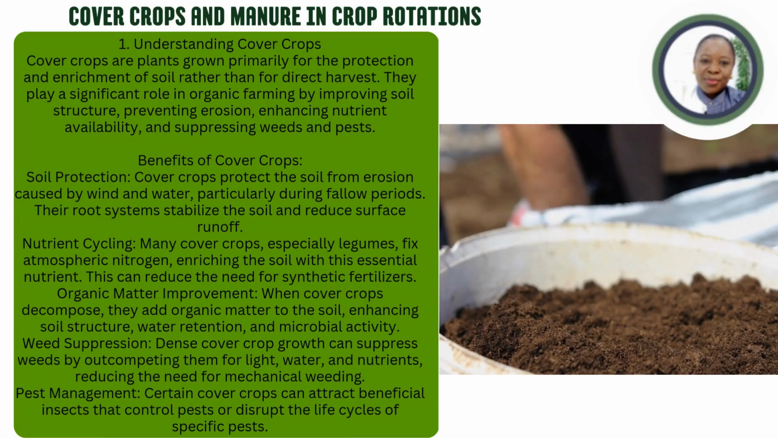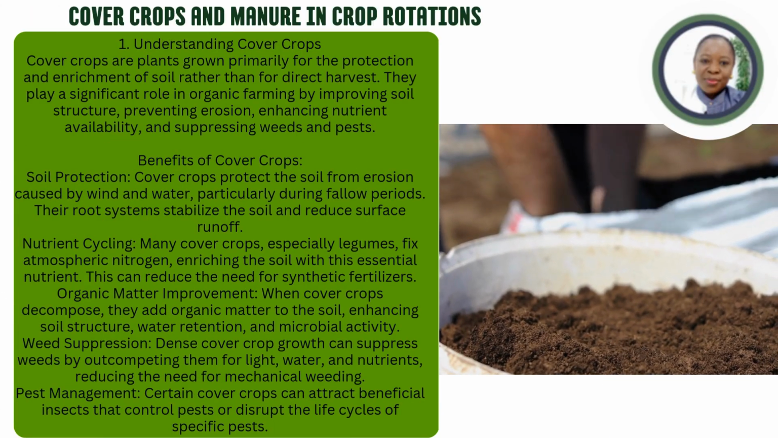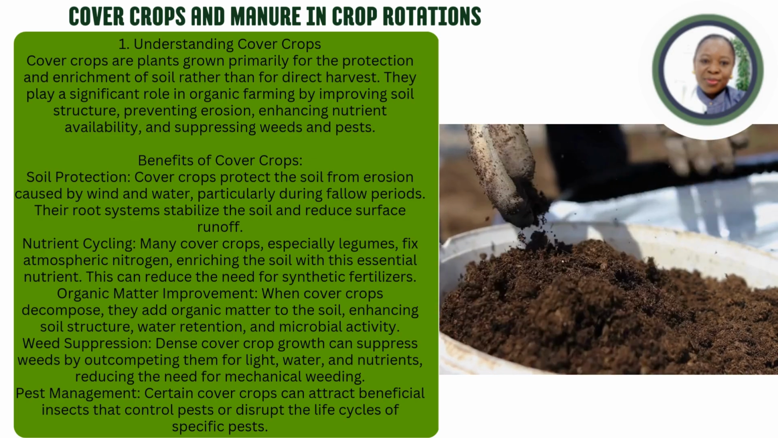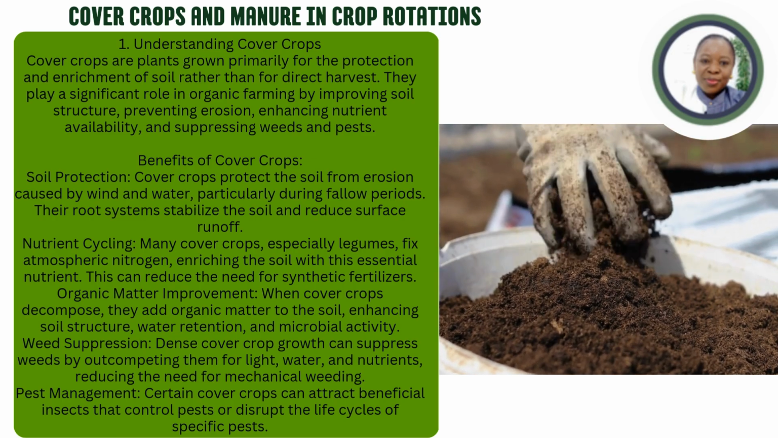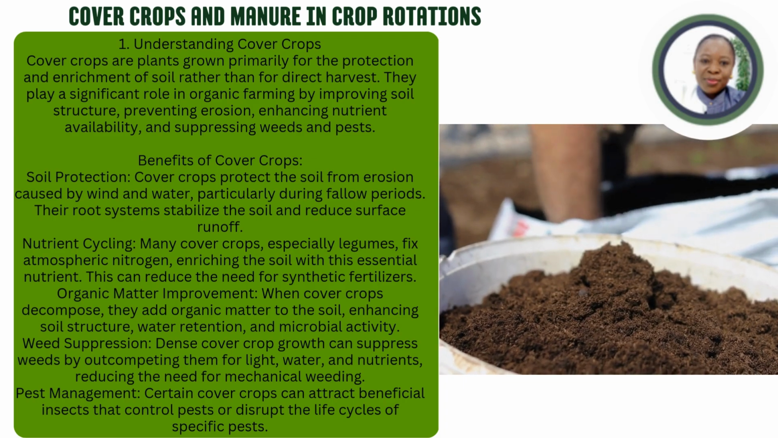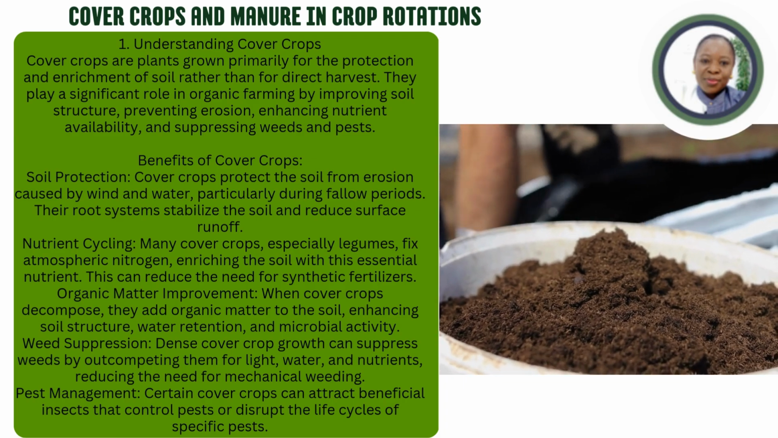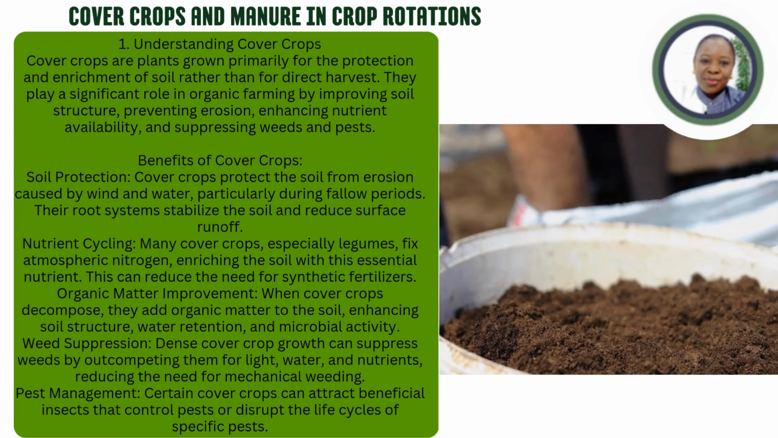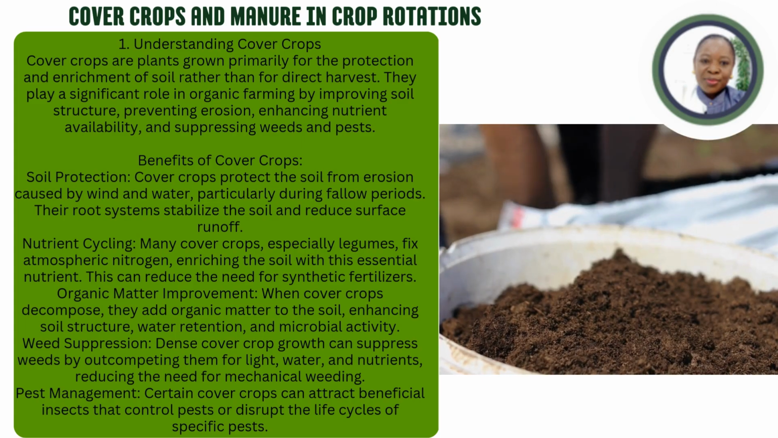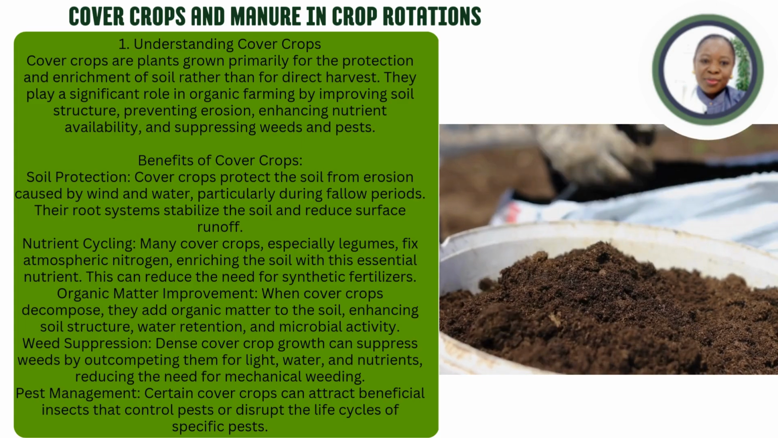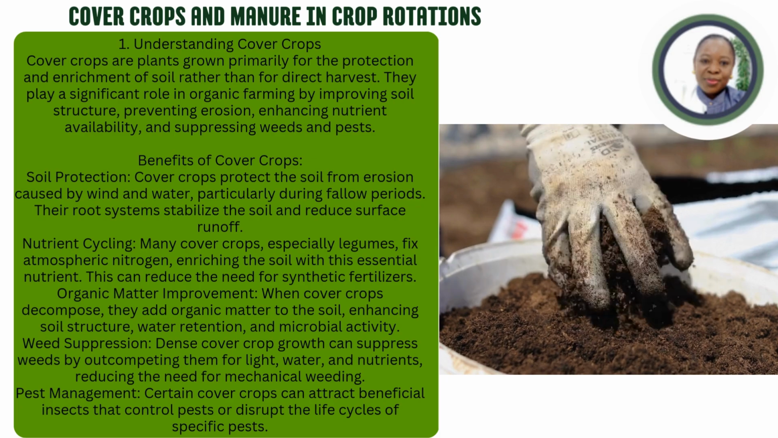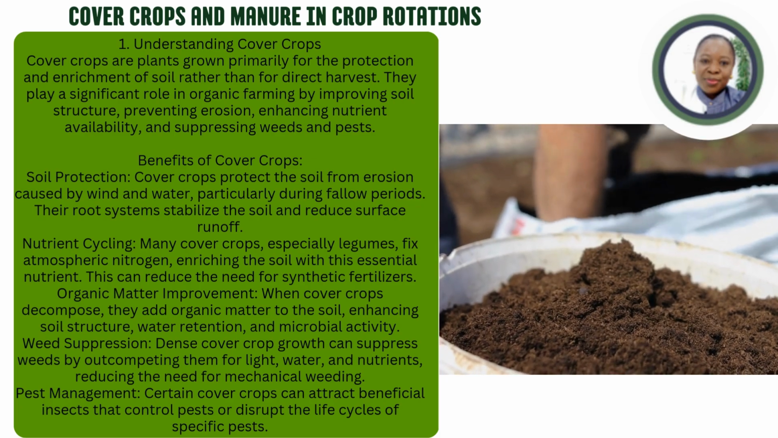Cover crops and manures in crop rotations. 1. Understanding cover crops. Cover crops are plants grown primarily for the protection and enrichment of soil rather than for direct harvest. They play a significant role in organic farming by improving soil structure, preventing erosion, enhancing nutrient availability, and suppressing weeds and pests. Benefits of cover crops.